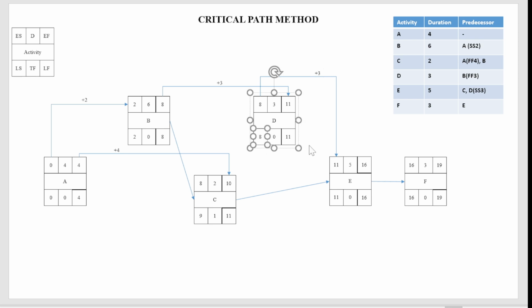Earlier what we used to do, we used to transfer 11 directly here. Now we cannot do it like that, since we don't have a finish to start relationship. Right now the value is the same, but in a different question the value could be different.